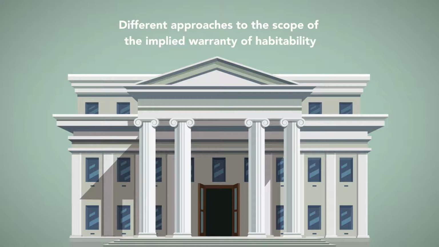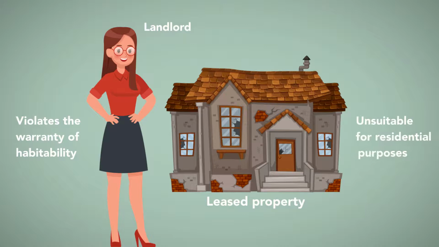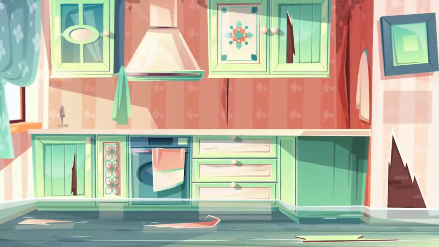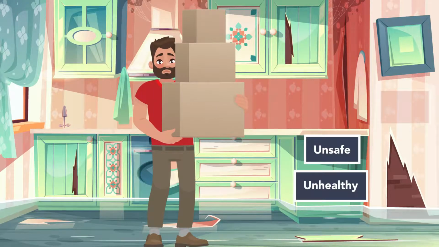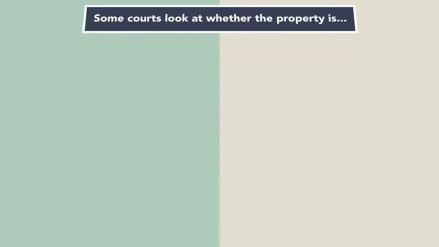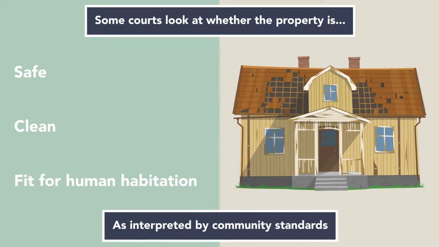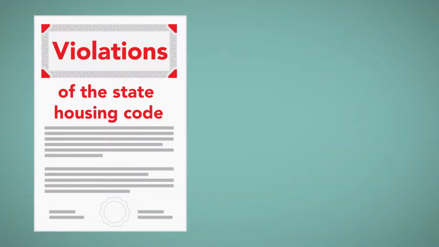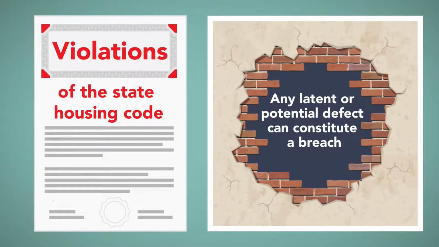One influential formulation provides that a landlord violates the warranty of habitability if the leased property is unsuitable for residential purposes, as it would be unsafe or unhealthy for the tenant to enter on the leased property and use it as a residence. Similarly, some courts look at whether the property is safe, clean, and fit for human habitation as interpreted by community standards. Often, violations of the state housing code are considered violations of the warranty of habitability. However, any latent or potential defect can constitute a breach, whether or not the defect would violate the housing code.